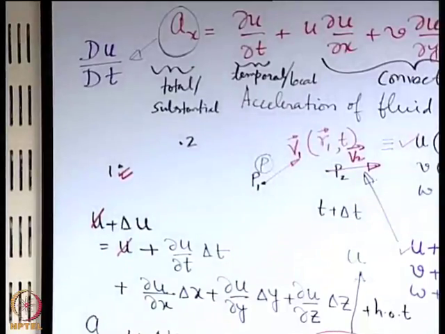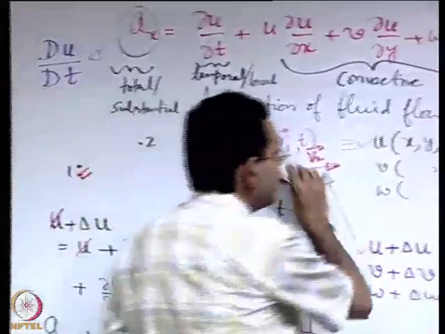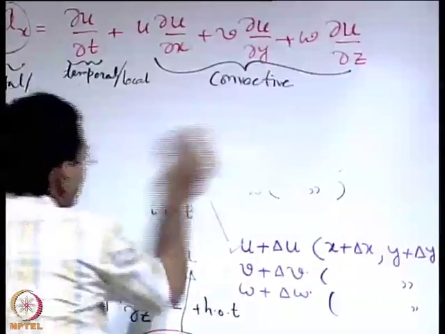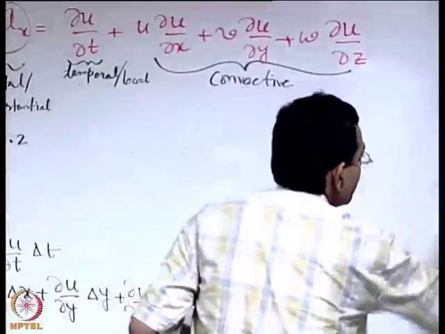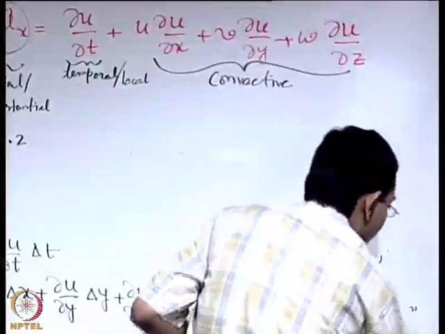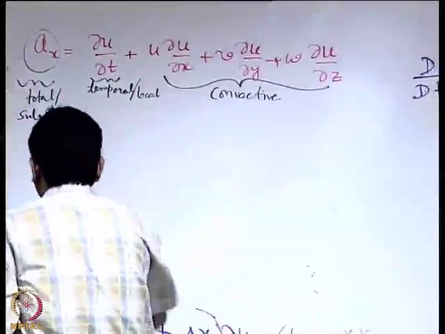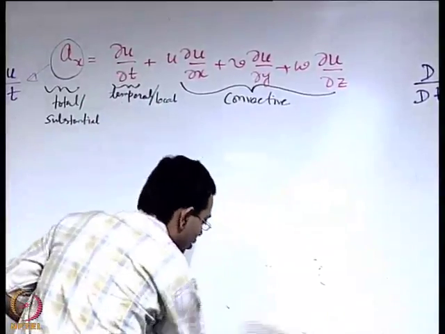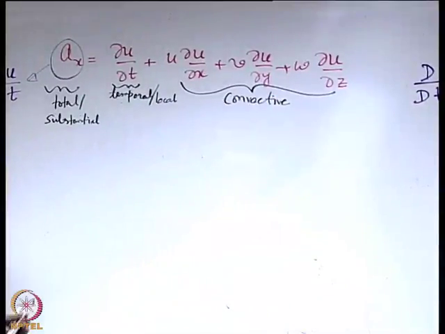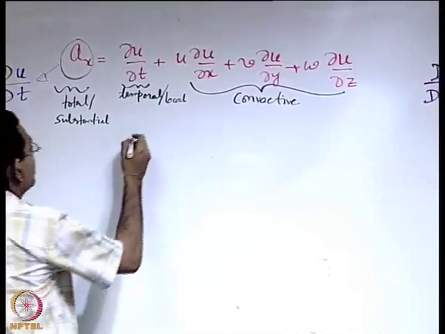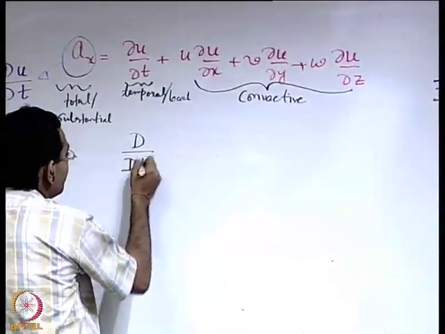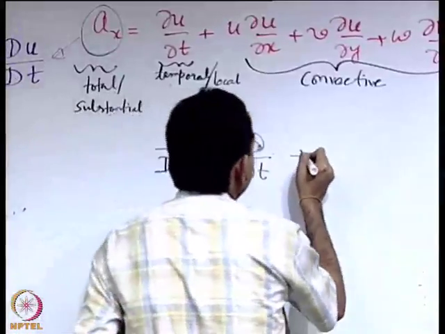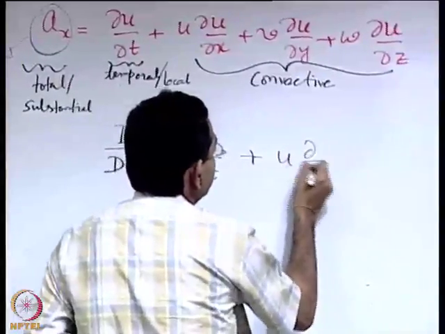So the total derivative is a very important concept mathematically. Here we are trying to understand this concept physically, but it is not just restricted to the concept of acceleration of fluid flow, it is applicable in any context. In any context where you are having an Eulerian type of description, it is therefore possible to write the general form of the total derivative this way.